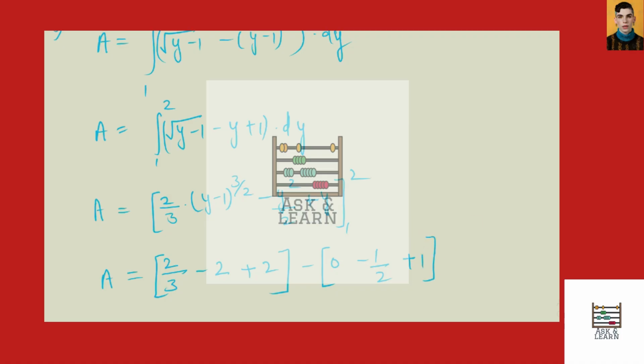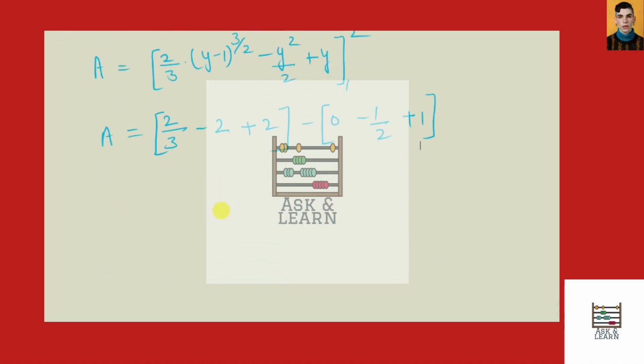Now by calculating this, we will get the area equal to only 2 by 3 remaining in this bracket, minus 2 plus 2 will be 0, and minus, here this will become 1 minus 1 by 2, that will be 1 by 2 only, and by calculating this we will get area A equals 2 by 3 minus 1 by 2, this will produce 1 over 6 only, so 1 over 6 square units.